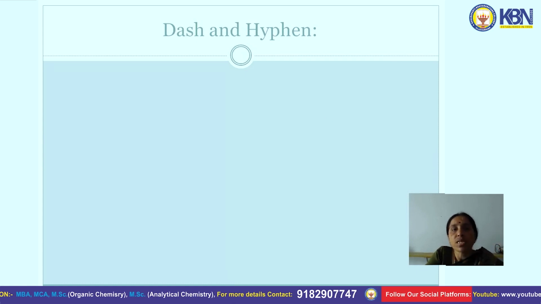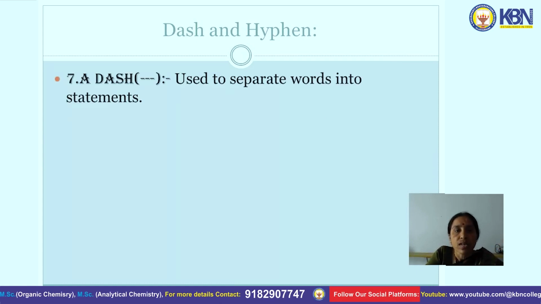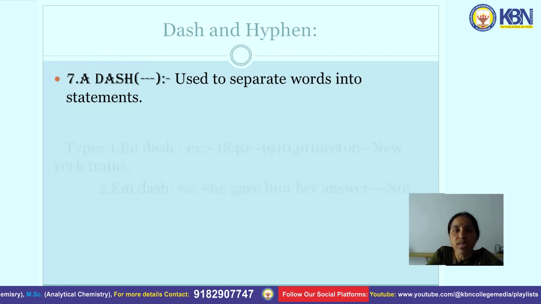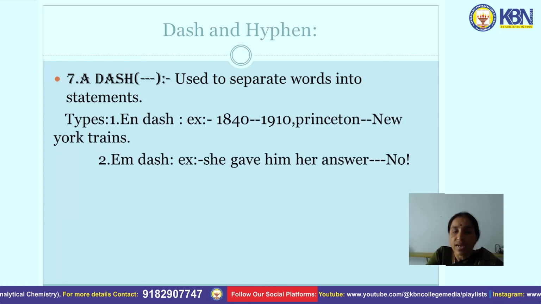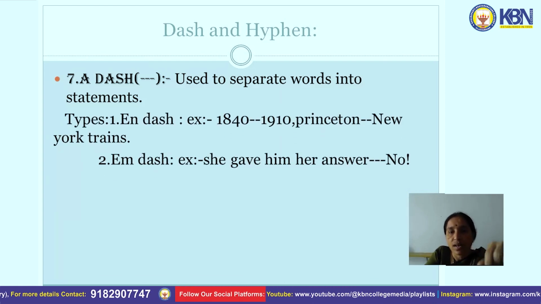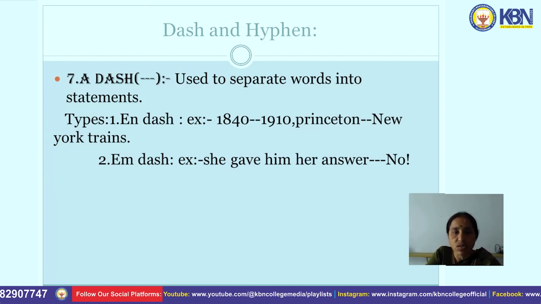Now we are coming to the next one, dash and hyphen. Dash and hyphen are used to separate words into statements. You have the N dash and the M dash. The N dash is used when you are separating years, for example 1840 to 1920. M dash means: she gave him her answer, and then you use the M dash and say, no.